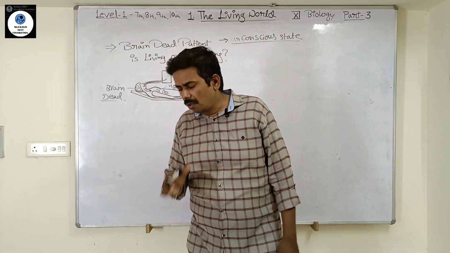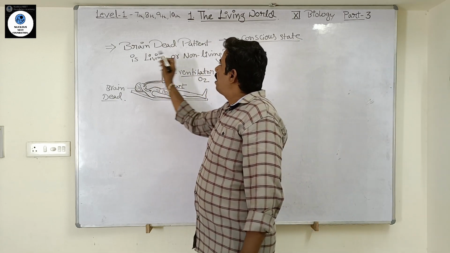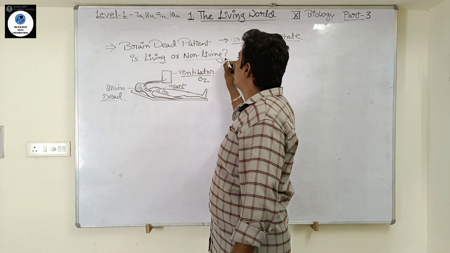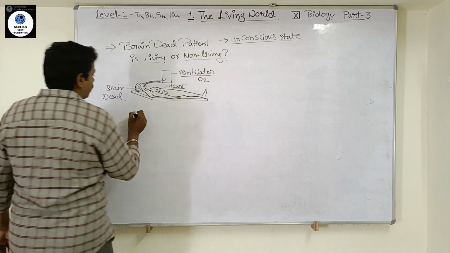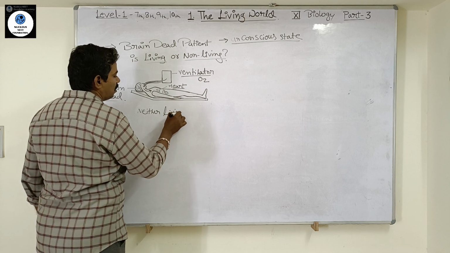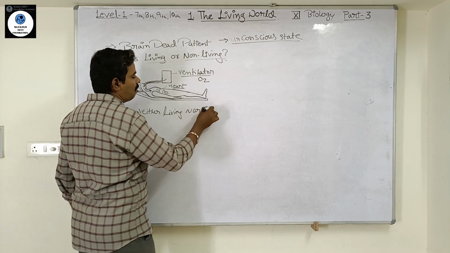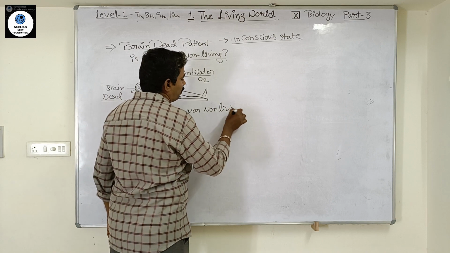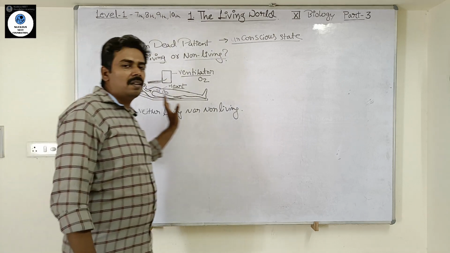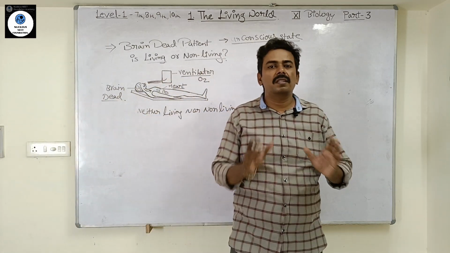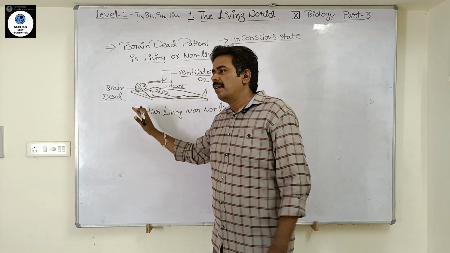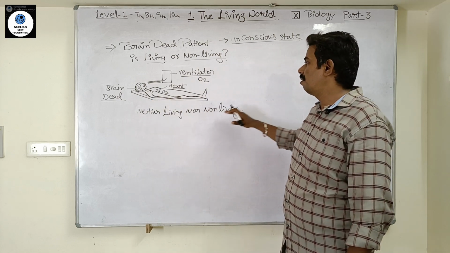From this we can say that the brain dead patient is not completely living, not completely non-living. A brain dead patient is neither living nor non-living. As soon as the ventilator is removed, the person completely dies. The person is equal to a dead person. Understood, students? So a brain dead patient is neither living nor non-living.